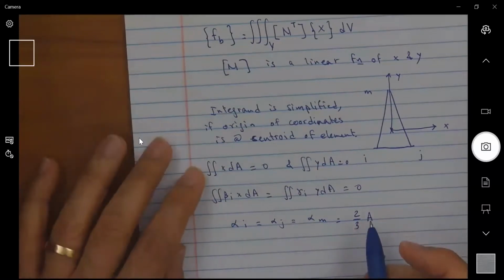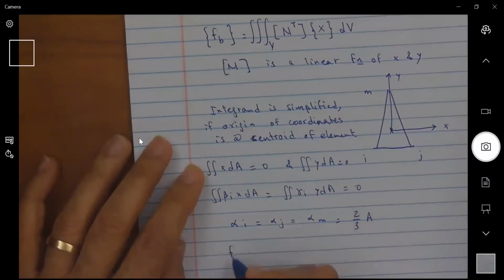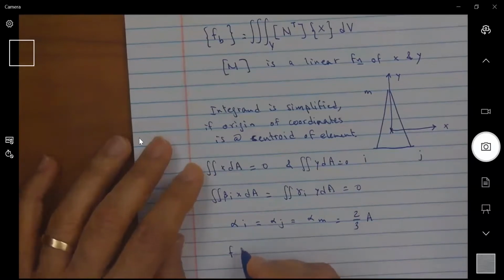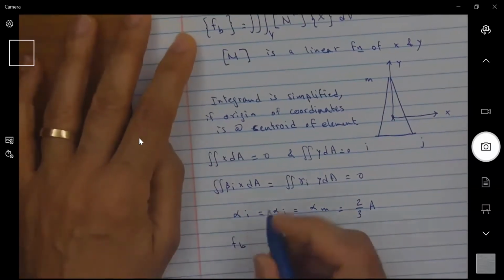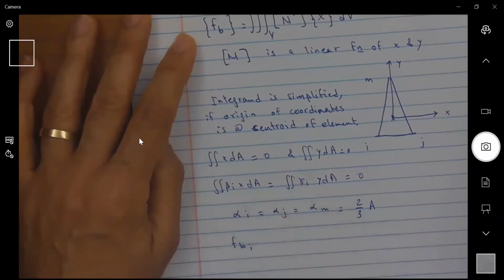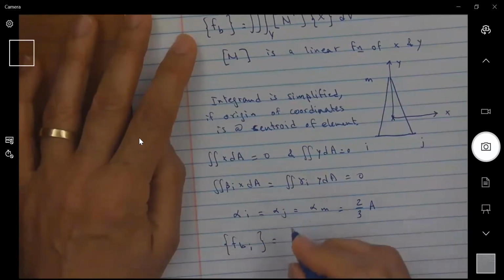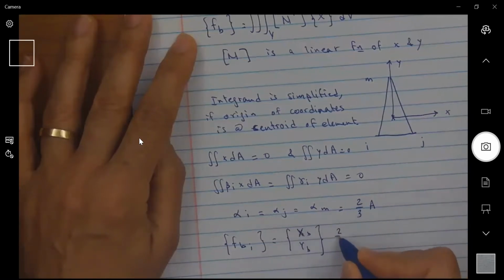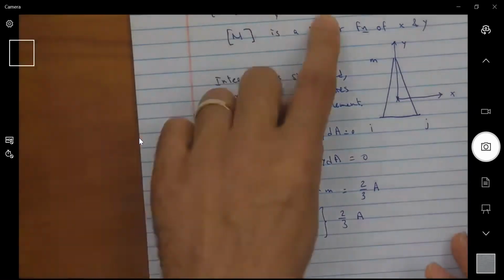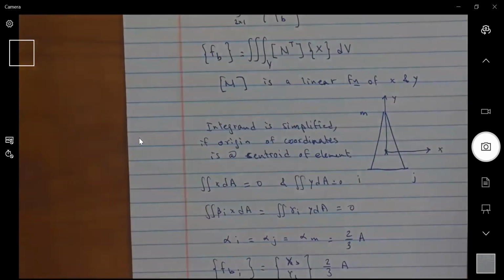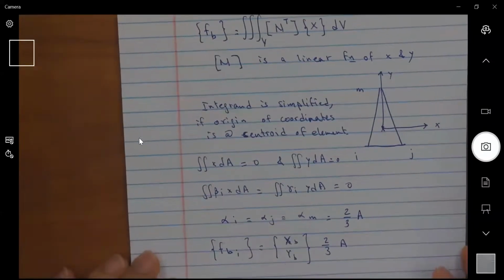And FBI, so the equivalent forces at node I, are equal to XB, YB multiplied by 2/3 A from this integral here. Capital X. Correct, correct.